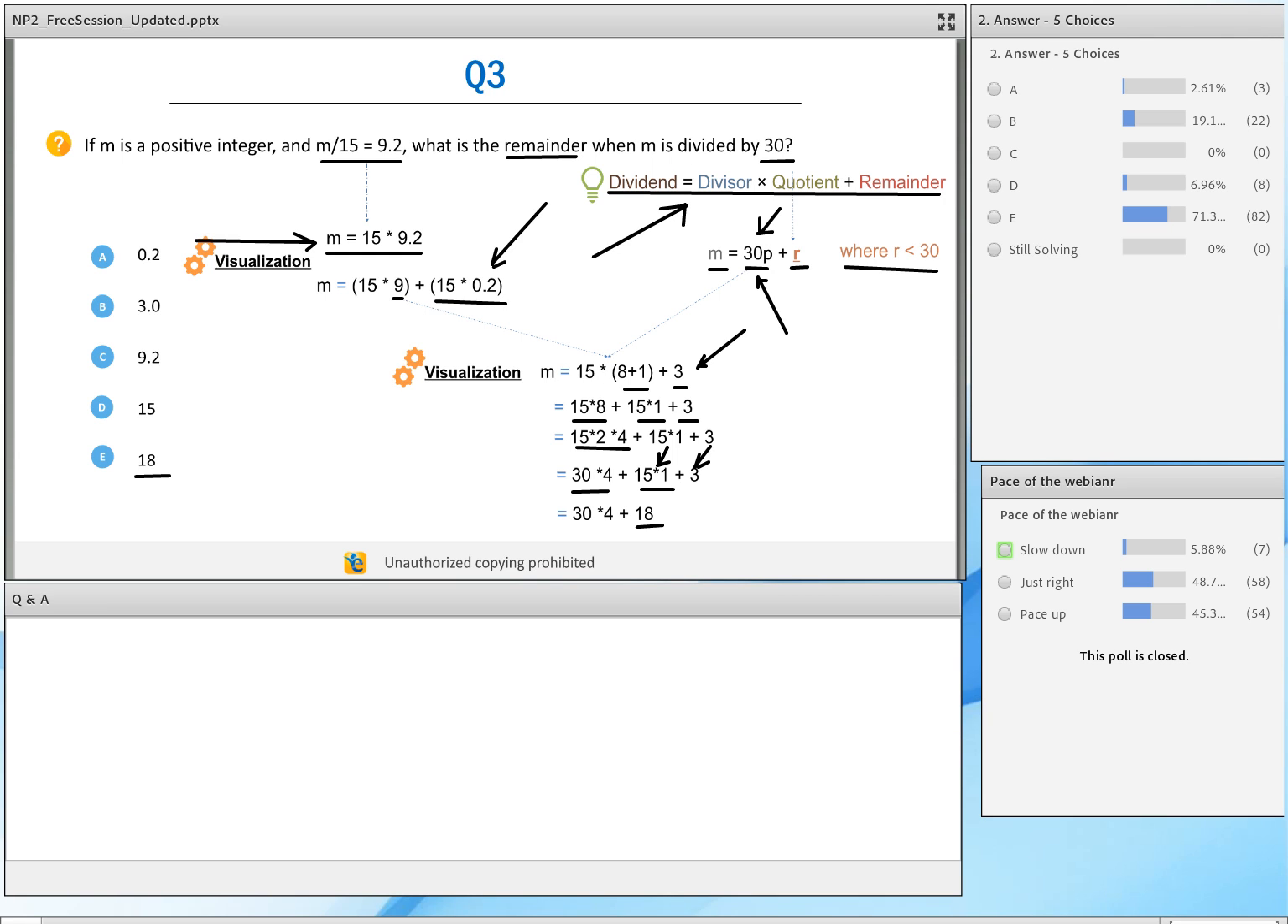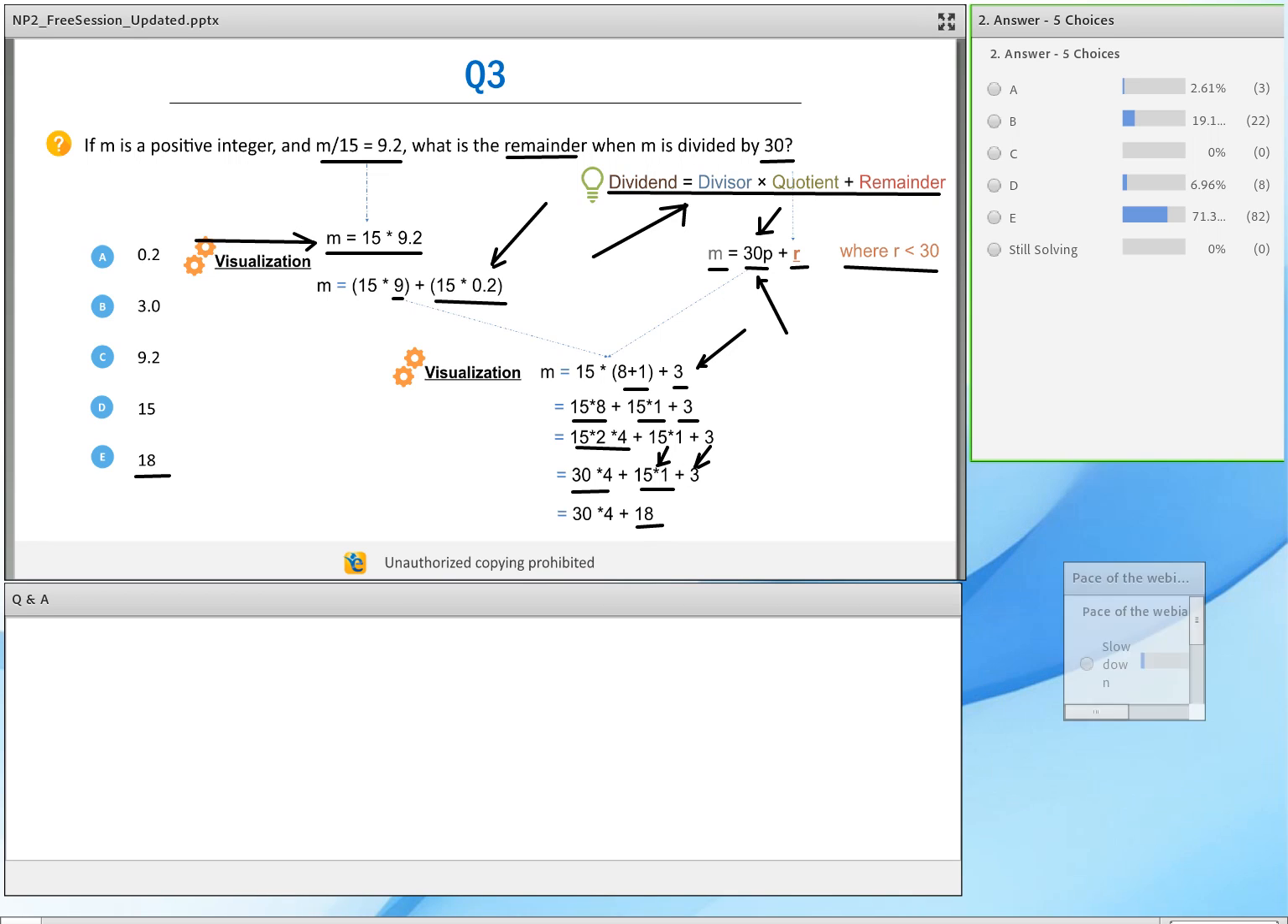You can see the biggest group over here feels the pace is just right. There's a reasonable number of you who want me to pace up. Very few of you want to pace down. Again, my apologies, guys. Our goal is to cater to everybody over here, but when we have this many people, it becomes slightly difficult to cater to everyone. So again, my apologies in advance.